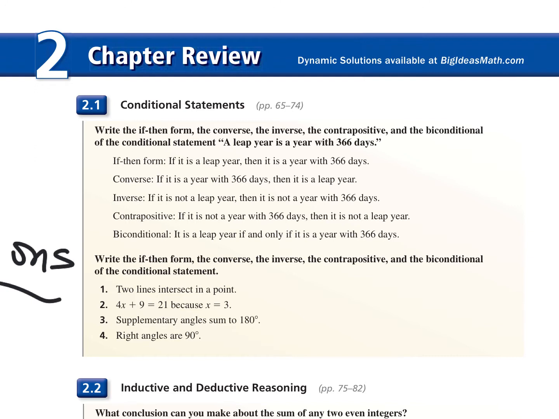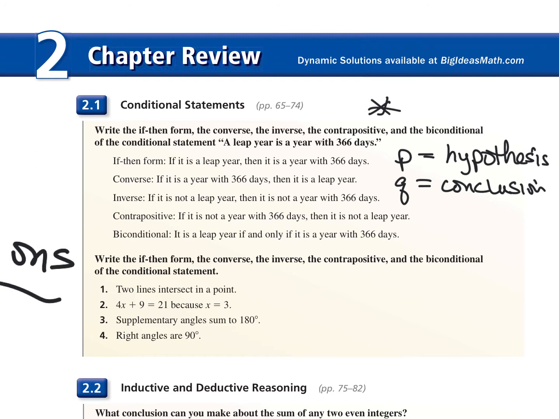So just like you did on the quiz, where I give you the P and I give you the Q, be able to write one of these. Okay? So the question will be just like the quiz, except it's going to be a different hypothesis and a different conclusion. So just remember that the letter P is for the hypothesis, and the letter Q represents the conclusion. So again, be able to write any one of these just like you did on the quiz.